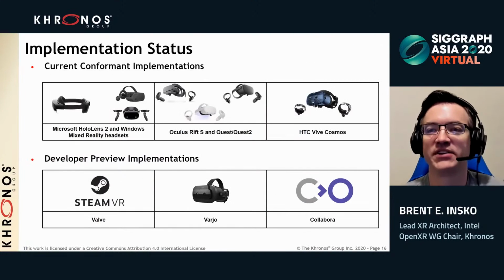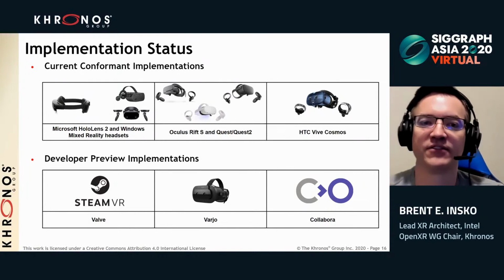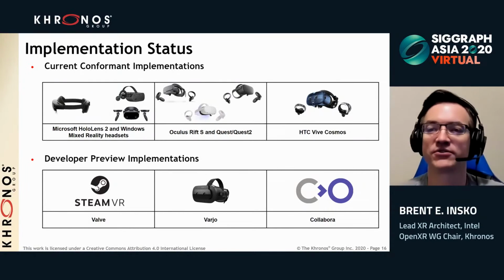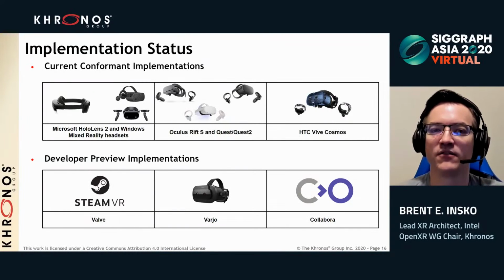Given a current implementation status update, we currently have conformant implementations including the Microsoft HoloLens 2 and all Windows Mixed Reality headsets. For Oculus, we have the Rift S on the PC, as well as the Quest and Quest 2 all-in-one devices, and we have the HTC Vive Cosmos. For developer preview implementations, we have Valve with a preview implementation on SteamVR. We have Varjo with their various headsets, and we have an open source implementation named Monado, provided by Collabora.